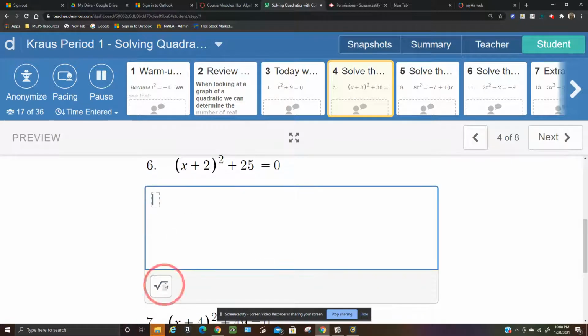Number 6, you want to subtract 25 from both sides. Take the square root of both sides. Subtract 2 from both sides. And x equals negative 2 plus or minus 5i.